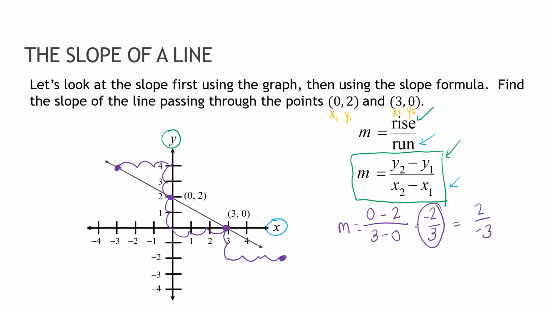A lot of people have the question, what if I would have labeled them differently? So what if I would have taken 2 minus 0, and then 0 minus 3? Notice I'm going to get 2 over negative 3, which we already talked about is the exact same slope. So it doesn't matter the order that you do them in, as long as you know which one comes first, which one comes second.